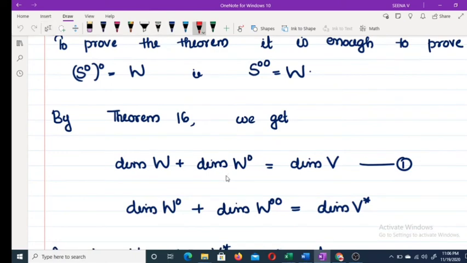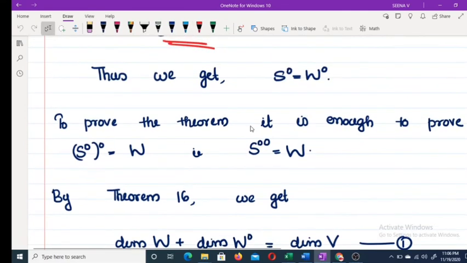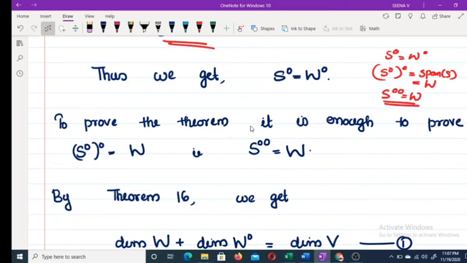Now we have S naught is equal to W naught. What we have to prove is S double naught is equal to span of S, and span of S is W. That is, we have to prove S double naught is equal to W. This is what we have to prove. But we have S naught is equal to W naught. W1 equal to W2 implies W1 naught is equal to W2 naught, that we have already discussed in the last class. Therefore S double naught is equal to W double naught.